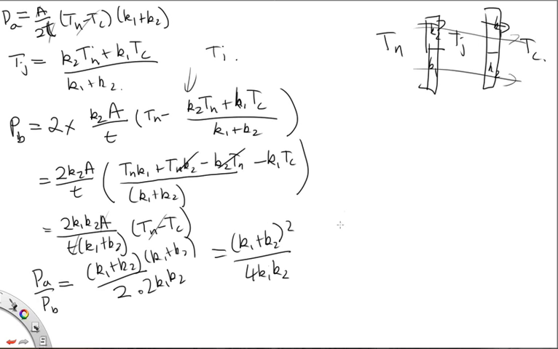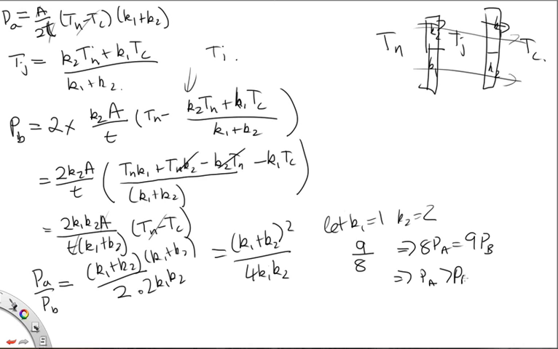Probably the easiest way to do that quickly is to let K1 equal 1, K2 equal 2. If these were the same, then we would expect to get 1 because there shouldn't be any difference between the two cases. So if K1's 1 and K2's 1, then this is 2 squared over 4 times 1 times 1. 4 over 4 is 1, so the rate of heat flow in both of them would be the same, which is good. But let's just work out which one's bigger when they're not equal. So when we substitute in, we've got 1 plus 2 all squared, so that's 9, over 4 times 1 times 2, which is 8. So that tells us that 8PA is equal to 9PB, which tells us that PA is greater than PB. So to have the least rate of flow of heat, we should choose situation B.